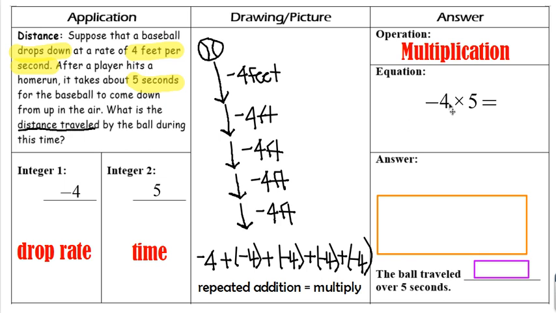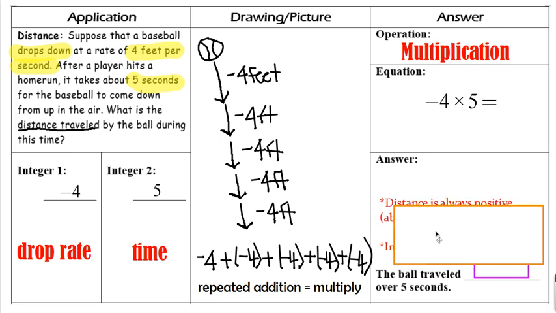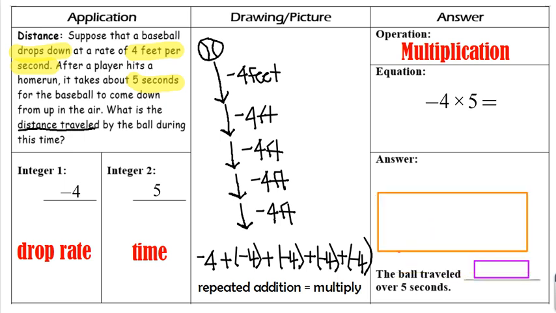And if we know the rule for multiplying integers, a negative times a positive will give us a negative because they're different signs. So our negative 4 times positive 5 will give us negative 20. And if you add them all, that is negative 20 altogether.